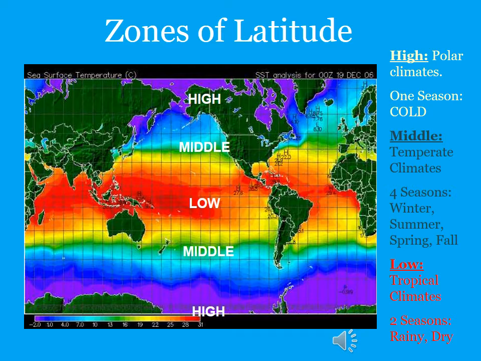Then, in the middle latitudes, this is where we have our temperate climates. This is where you get the true seasons, okay? A true fall, a true summer, a true spring, and a true winter. And at the high latitudes, we have the polar climates, and there's only really one season. It's just cold, with a very, very short summer. All right.